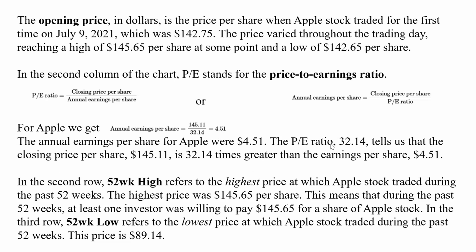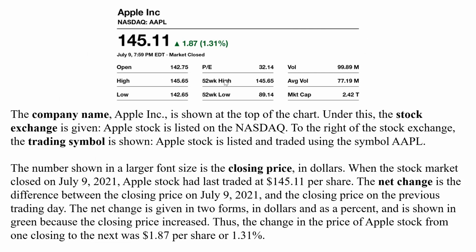Now, the PE ratio of 32.14 tells us that the closing price per share of $145.11 is 32.14 times greater than the earnings per share, which is $4.51. Also in the second row, other than PE, we have the 52-week high, which was 145.65, which also happens to be the high for that day. And the 52-week low was 89.14, which is a lot lower than what it was trading for that day.